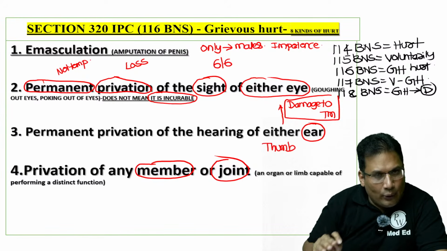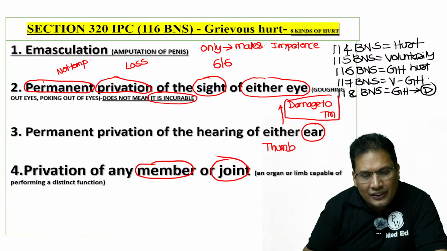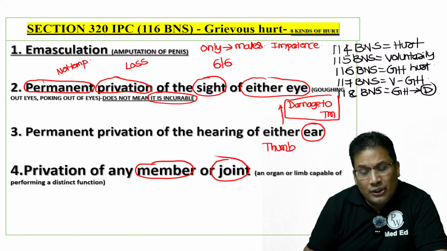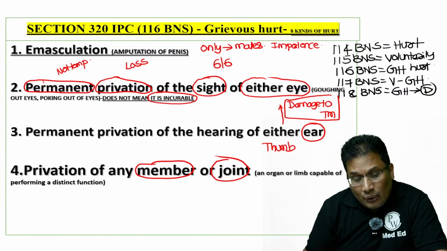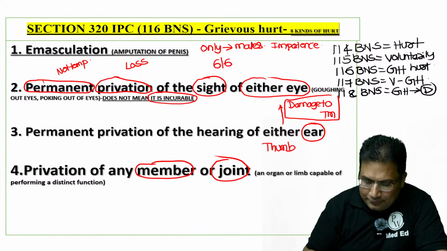So, there are 8 clauses. The number 1 is emasculation. The second thing is permanent privation of sight of either eye. The third one is permanent privation of hearing of either ear. And the fourth one is the member. You can see here.